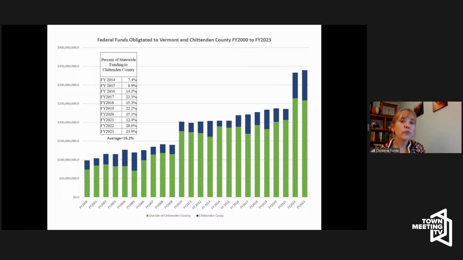And you'll see that even with those really high numbers in Chittenden County in 22 and 23, it's still 20.6% in 22 and 23.9% in 23. So that's still around the amount that we think is appropriate for Chittenden County. 16.3% is the average over that 10-year time period. The MTP assumes an average of 19%. So we're still sort of under the amount that should come to Chittenden County, or what we think is a fair number.